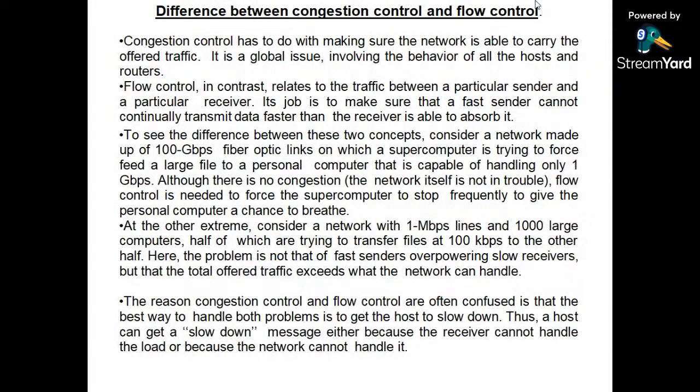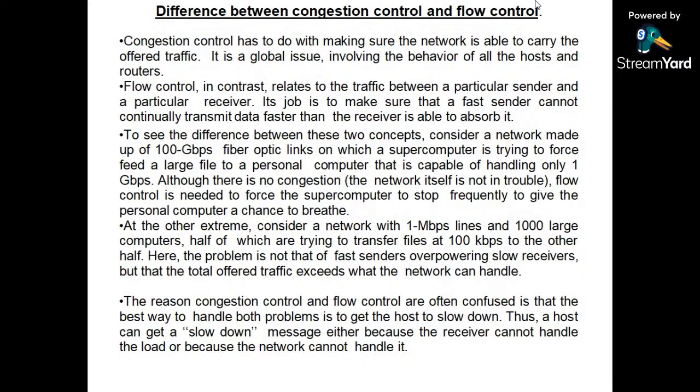Now congestion control and flow control. Congestion control is about making sure the network is able to carry the offered traffic. It is a global issue involving the behavior of all hosts and routers. Flow control, in contrast, relates to the traffic between a particular sender and a particular receiver. Its job is to make sure that a fast sender cannot continuously transmit data faster than the receiver is able to absorb it.